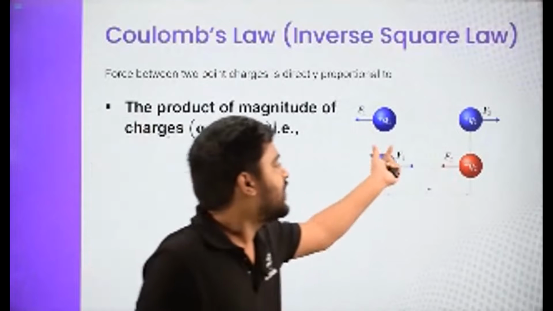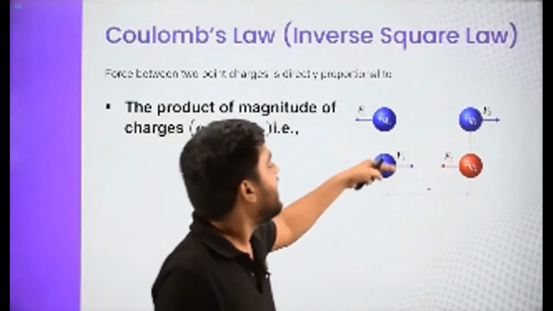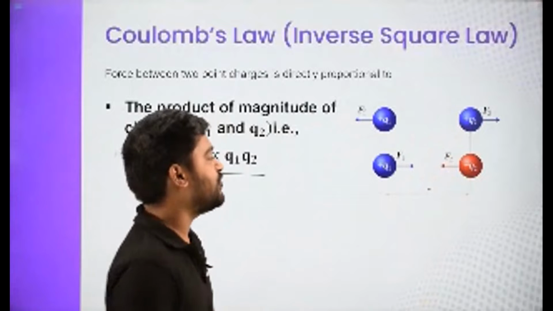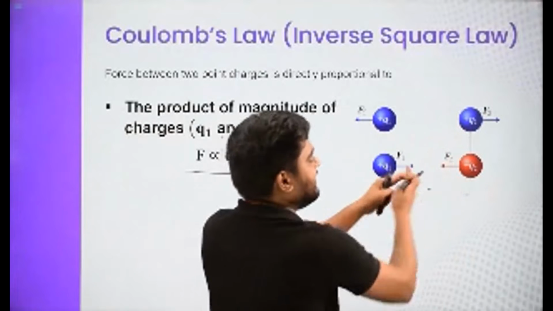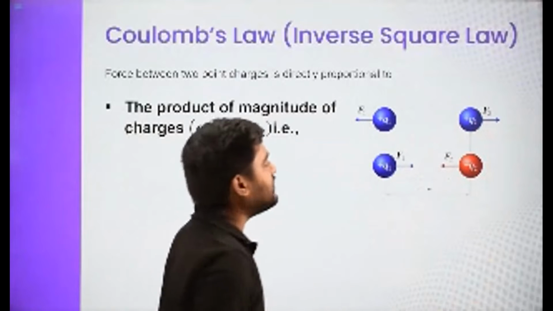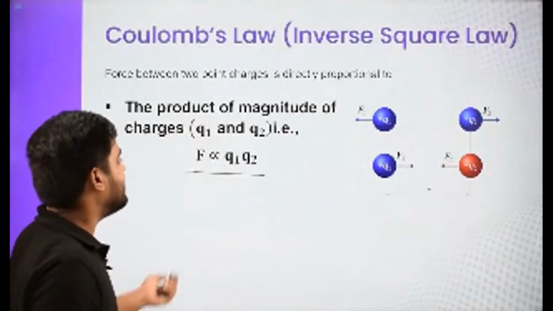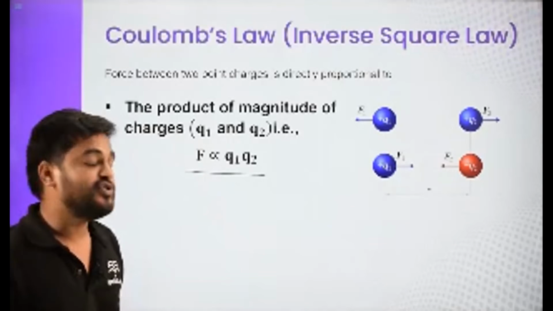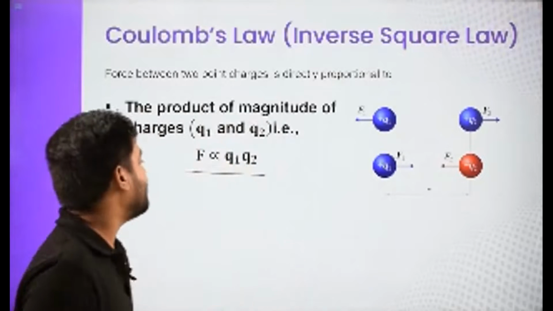If one charge is Q1, the other is Q2. We are just talking about magnitude. Direction we can decide as per the figure. If they are of opposite nature, then they will attract each other. If they are of the same nature, then they will repel each other. If both are negative, then also the forces will be repulsive. But we can say that these forces are going to be proportional to Q1 into Q2, that is, the product of the magnitude of the charges.